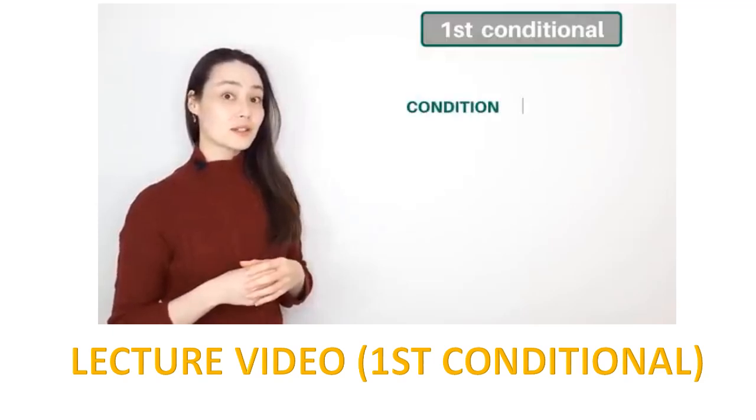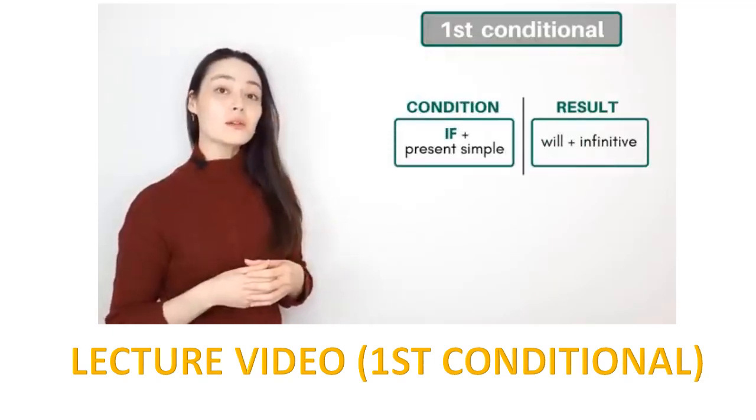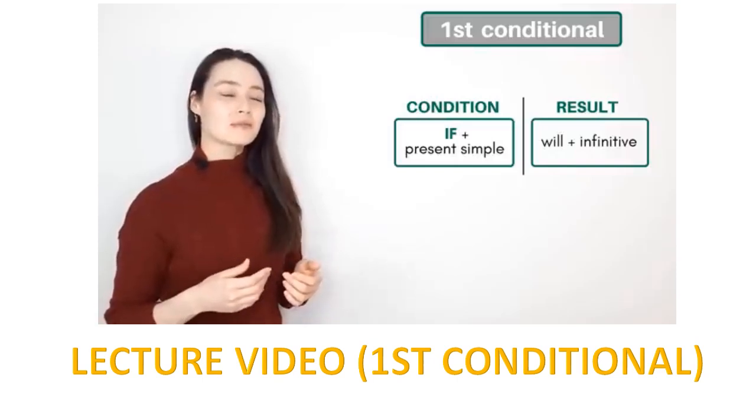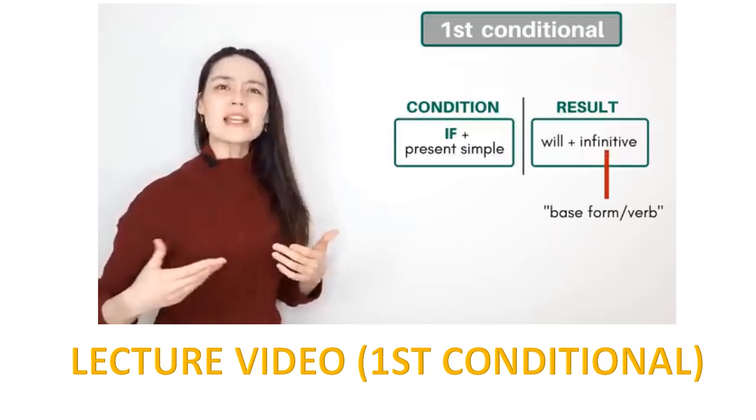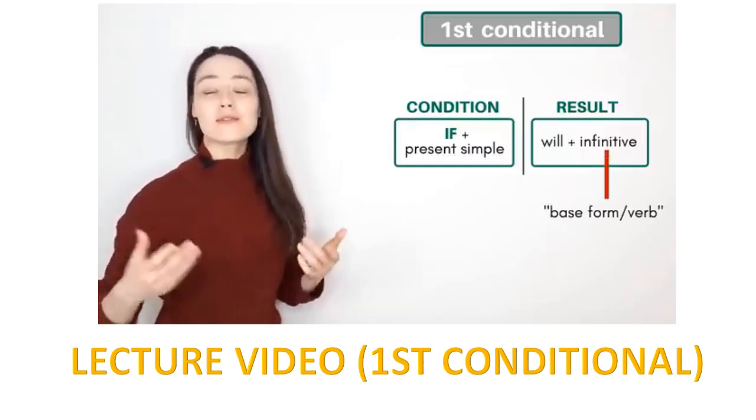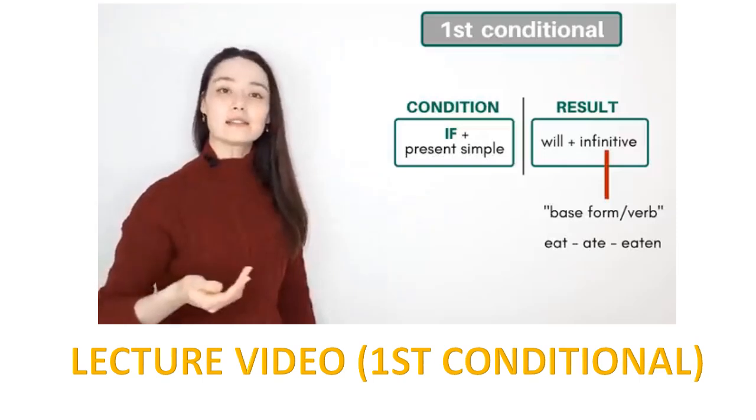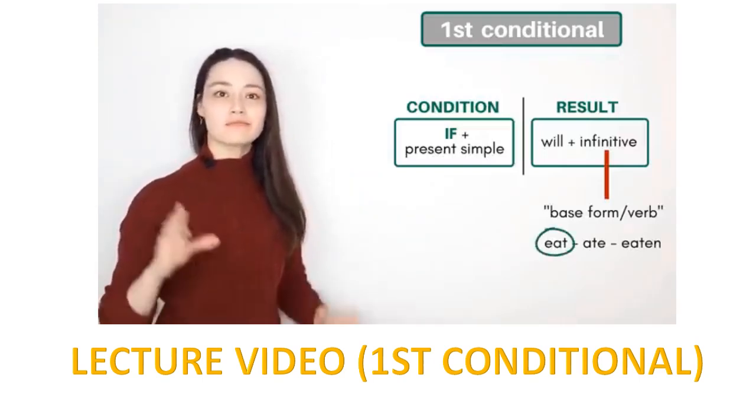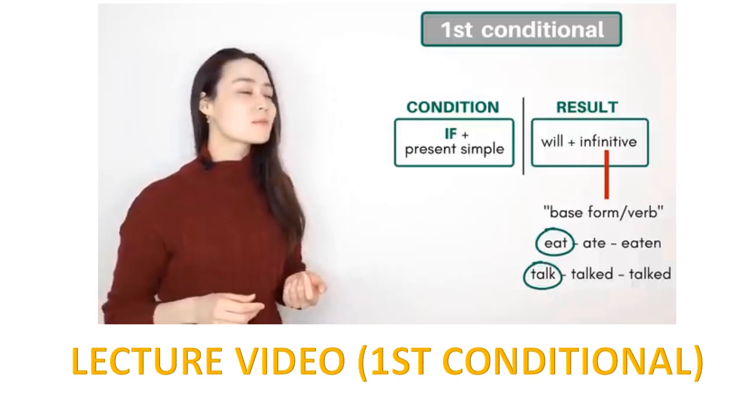Condition, result. If plus present simple, will plus infinitive. What's the infinitive? You might know it as the base form. Infinitive, base form, is verb number 1. Eat, ate, eaten. Eat is my infinitive. Talk, talked, talked. Talk is also my infinitive.